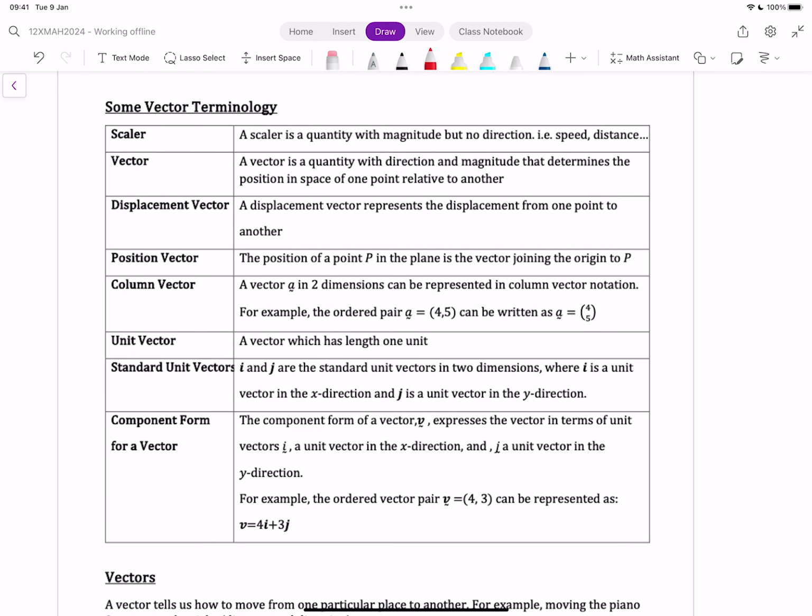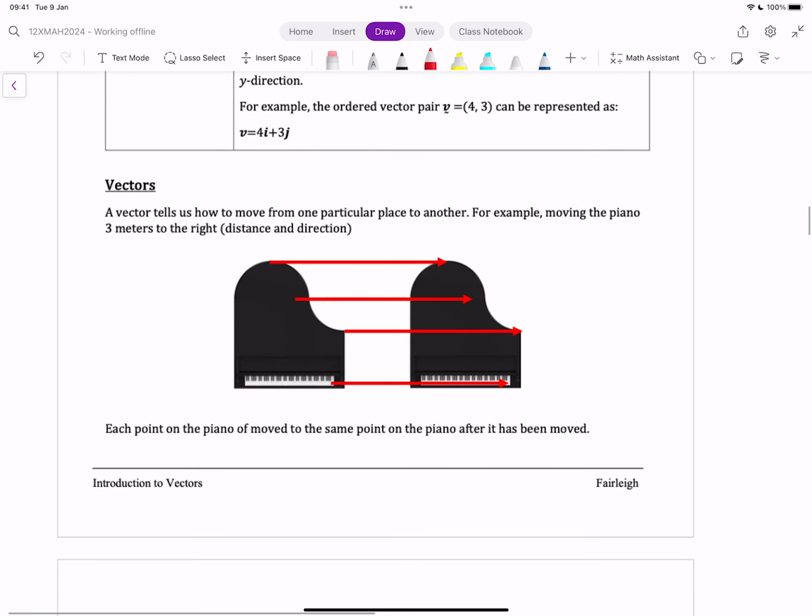Okay, some terminology. We've done scalar and vector. We might come back to these, as we're going to do a lesson on each of these different ideas. Something important that we're going to come to soon is a unit vector, which is a vector that has a length of 1. A vector tells us how to move from one position to another. For example, if I'm moving this piano 3 meters to the right, the vector is 3 to the right. Everywhere on that piano has been moved 3 meters to the right.